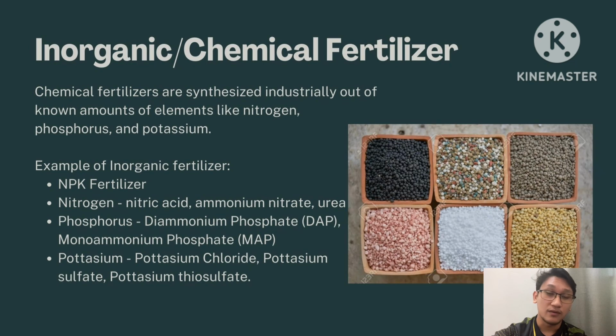Examples of inorganic fertilizer are NPK fertilizer, nitrogen fertilizer, which is nitric acid, ammonium nitrate, and urea, phosphorus fertilizer, that is ammonium phosphate and monoammonium phosphate, potassium fertilizer, which is potassium chloride, potassium sulfate, and potassium thiosulfate.